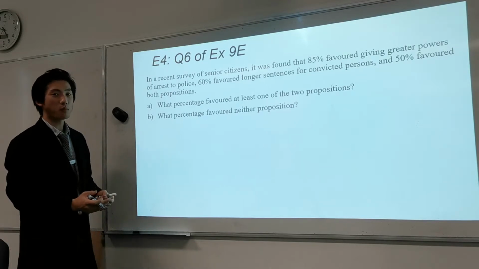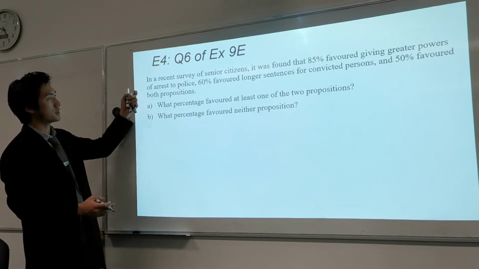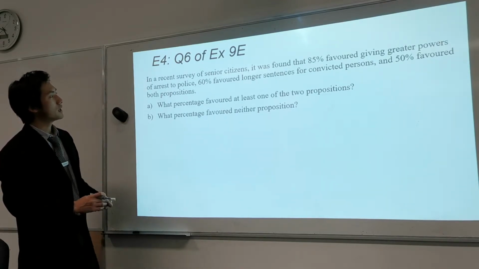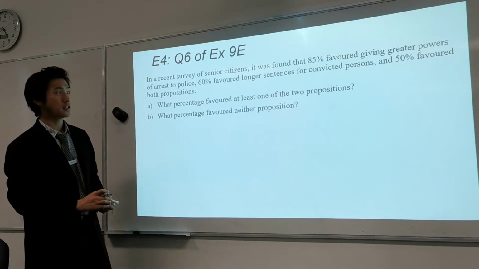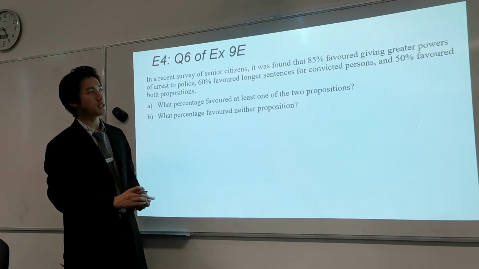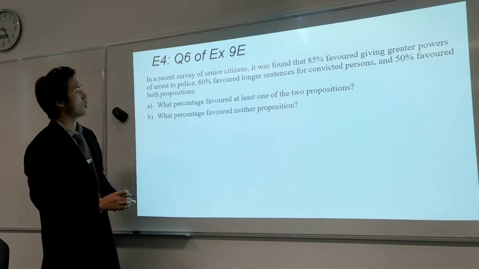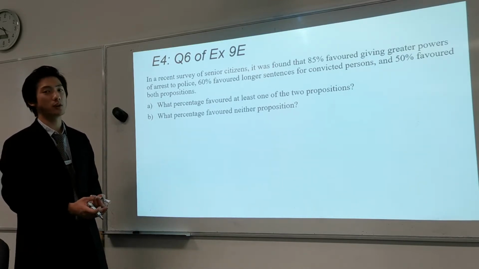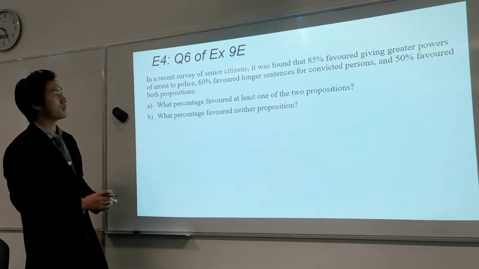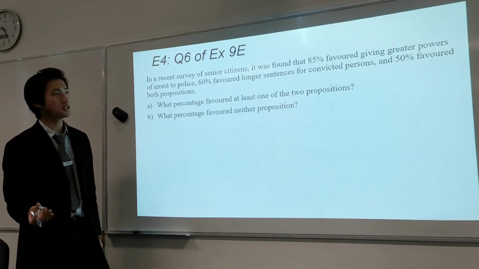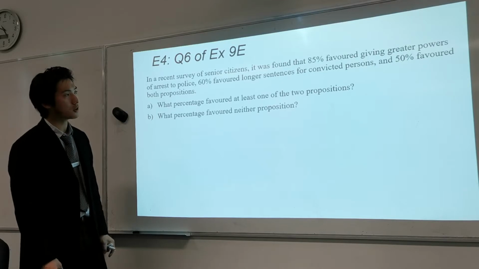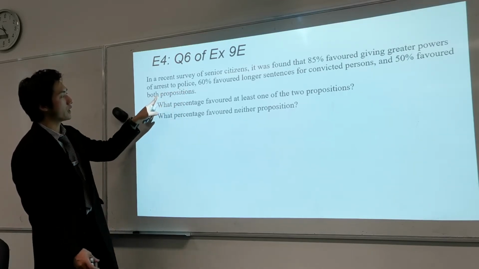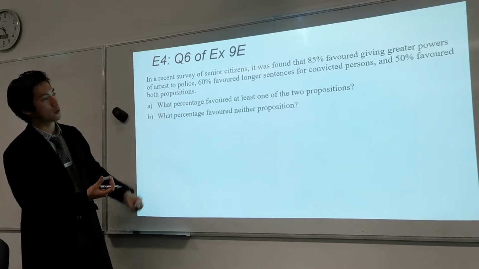Let's apply our probability table to answer another question. In a recent survey of senior citizens, it was found that 85% favoured giving greater powers of arrest to police, 60% favoured longer sentences for convicted persons, and 50% favoured both propositions. As you can see, there are multiple events going on, and we're looking at the relationship between those two events.